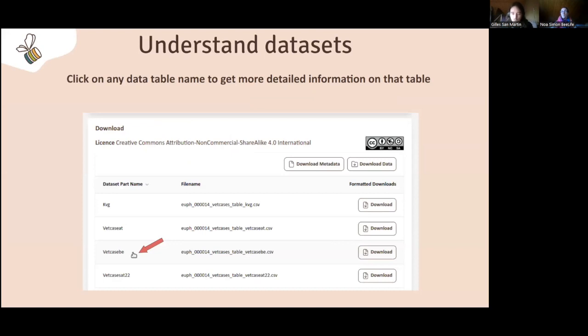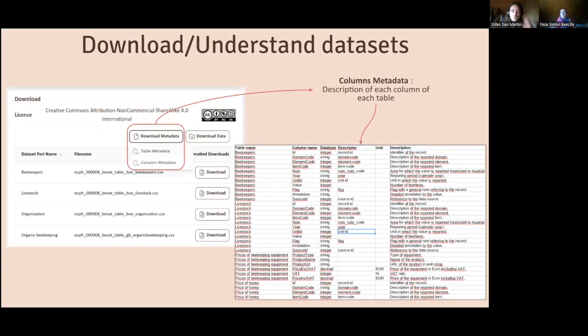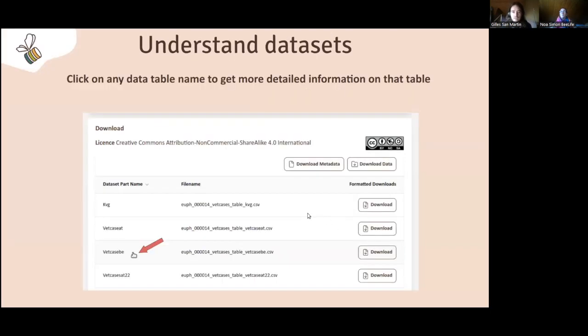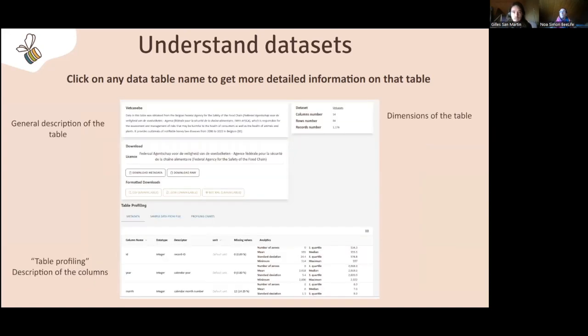So that's downloading the metadata and downloading the data, but you can also browse the data on the platform without downloading it. So to do that, you will, for example, click on the name of a table if you want to discover what is inside this table. Then you arrive, so you were on the page of the dataset, then you arrive on the page of the table within a dataset.